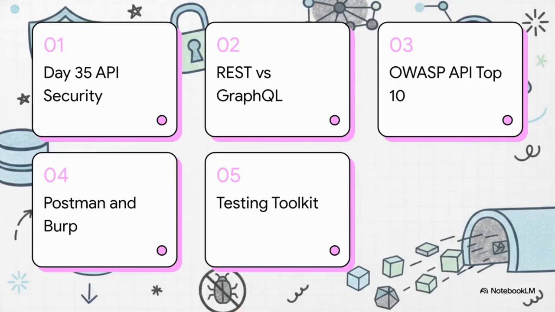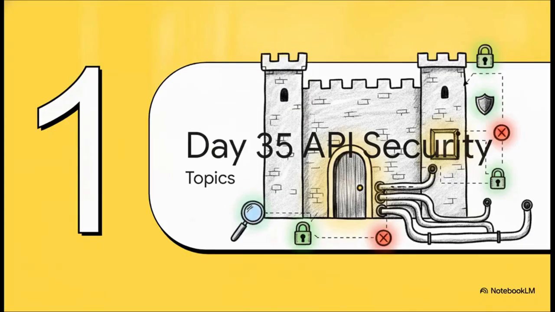Okay, so here's our roadmap for this explainer. We're going to kick things off by laying the foundation, then we'll compare REST and GraphQL architectures. After that, we'll dive into the OWASP API Top 10, check out tools like Postman and Burp, and finally, bring it all together to build your ultimate security testing toolkit. All right, first up, laying the foundation for API security.